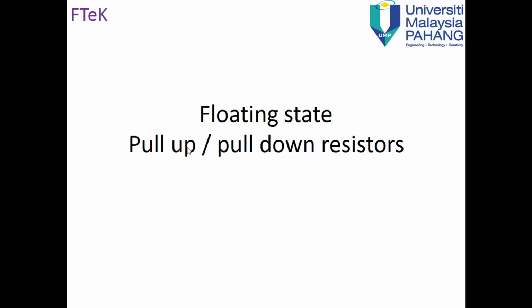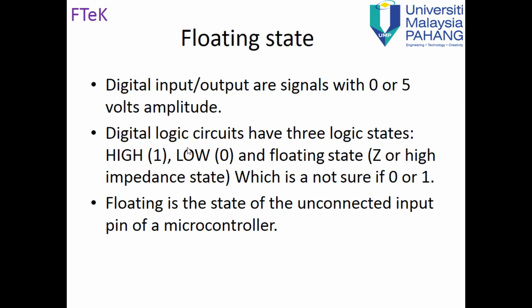So next we will do some examples in the next page of this module, but before that I want to explain another important concept that we need to use, which is called the floating state, and pull up and pull down resistors. Now, digital logic circuits have 3 logic states. We know 2 of them, which are 1 and 0, and the third one is called the floating state, or the high impedance state, or the Z state, which is not 0, not 1.